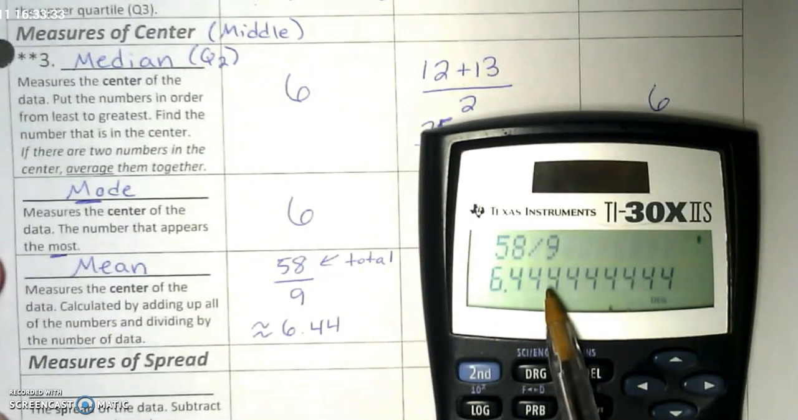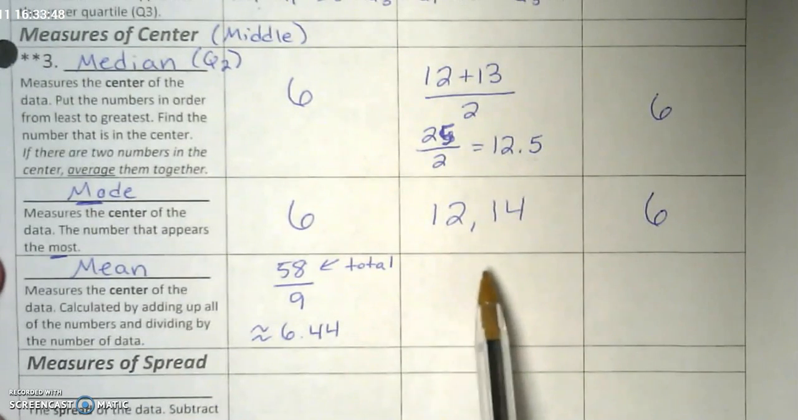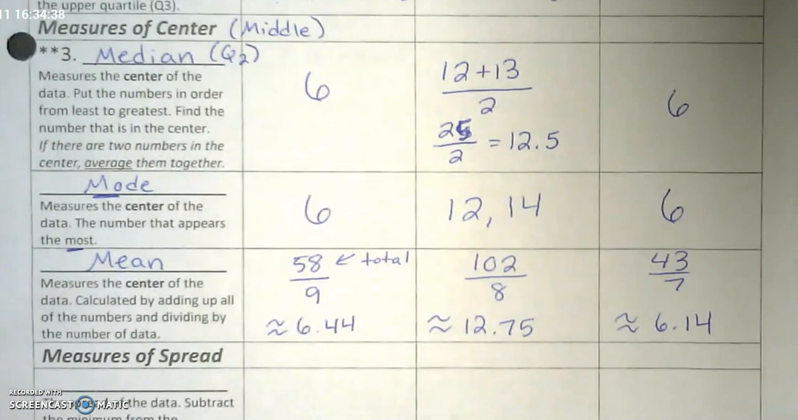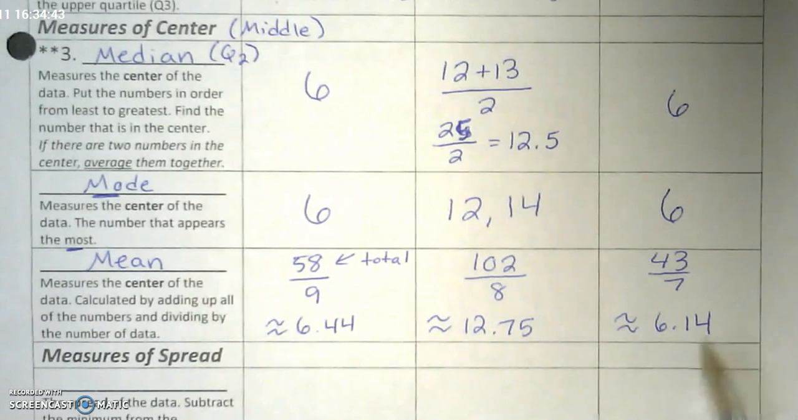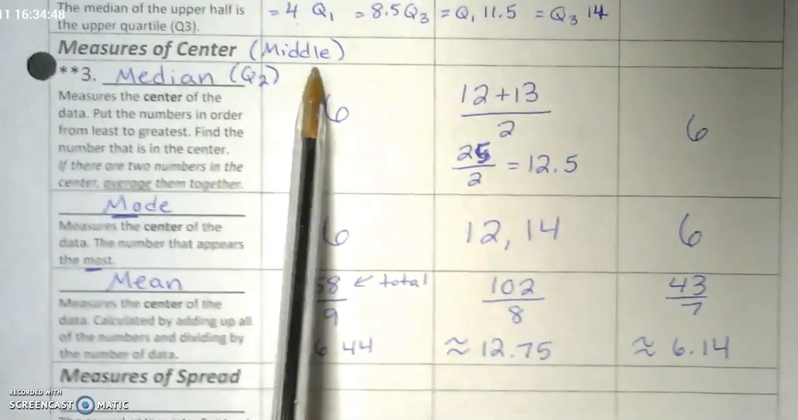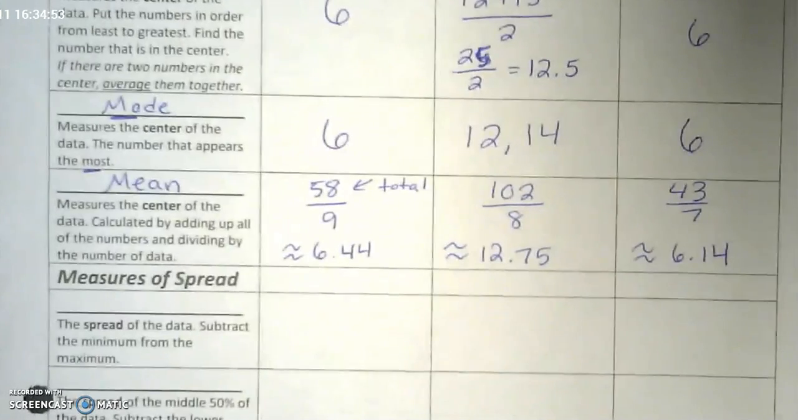Whenever it's repeating, remember we don't just cut off a decimal. We always look at the number after it to see if we round up or round down. So 4 makes this 4 just stay the same. We don't round up, so that's why it's 6.44. So go ahead and add up the next ones and then divide by how many you have and see if you get the correct mean. For the second data set you should have gotten 12.75 and the next one you should get 6.14. Again, these three things are talking about the middle of the data. We got the median, the mode, and the mean. Okay, going on to the next two.